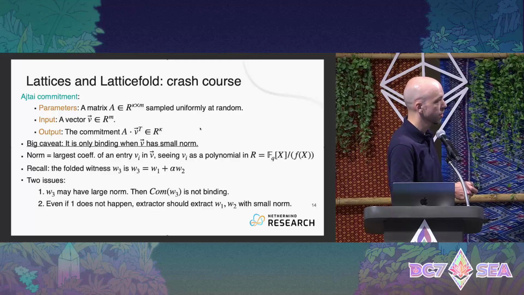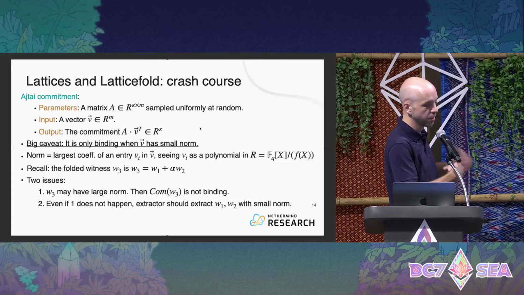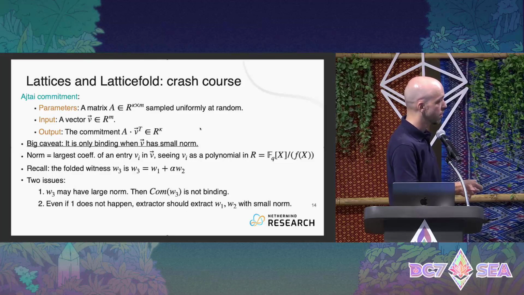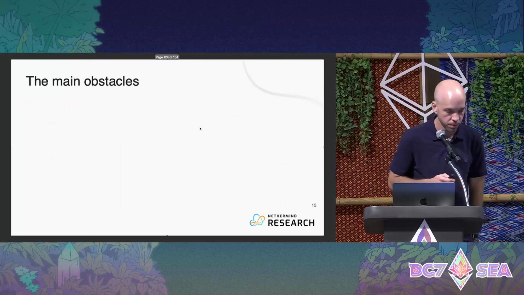And there's another issue: even if that does not happen, even if W3 has low norm for some reason, when you prove knowledge soundness of the folding scheme, you need to make sure that the extractor gets witnesses of small norm. Because of this caveat, we only commit to witnesses of small norm, so we end up requiring that the prover commits to witnesses of small norm. So when you prove knowledge soundness, you need to show that the extractor only gets witnesses of small norm, and this is quite difficult to enforce.